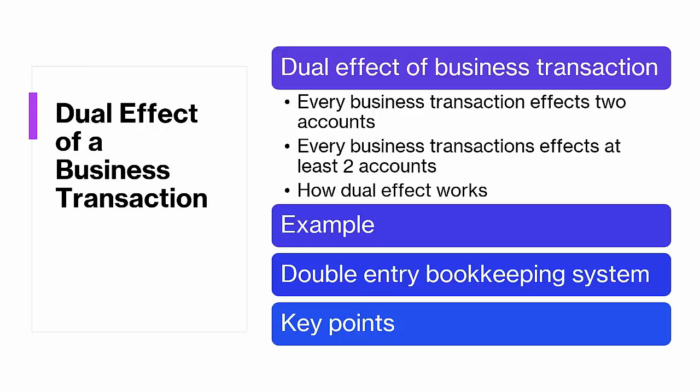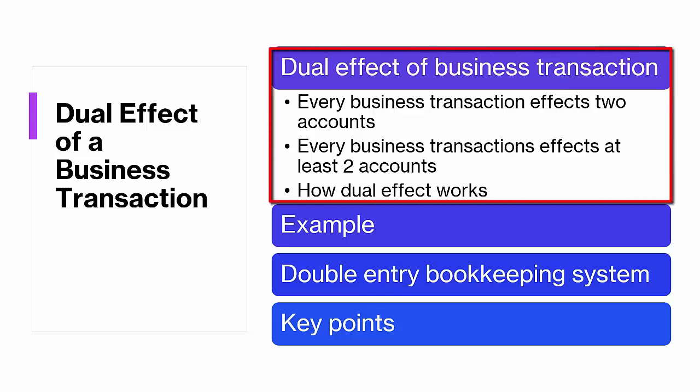The dual effect of a business transaction. The concept of the dual effect is a cornerstone of accounting and is essential to understanding the double entry bookkeeping system. The idea is simple, yet powerful. Every business transaction affects two accounts, keeping the accounting equation balanced at all times. Whenever a transaction occurs, if one side of the equation changes, the other side must change in a way that keeps the balance intact.